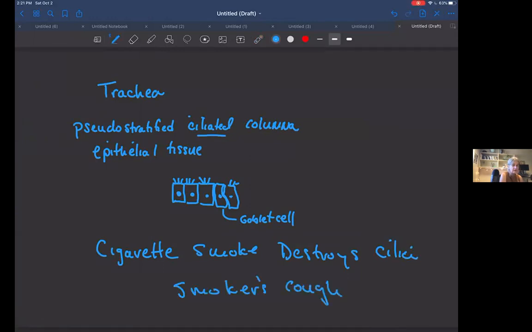So if you've ever lived with somebody who smokes a lot, or even if it's you, you might know that in the morning they get up and they have to cough and cough and cough. And the reason why is they have this mucus buildup from when they were sleeping, and their cilia weren't able to remove the mucus. And so they actually have to hack that extra mucus up.